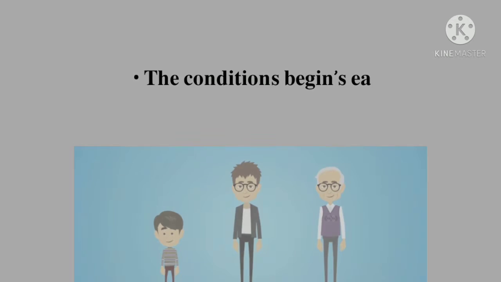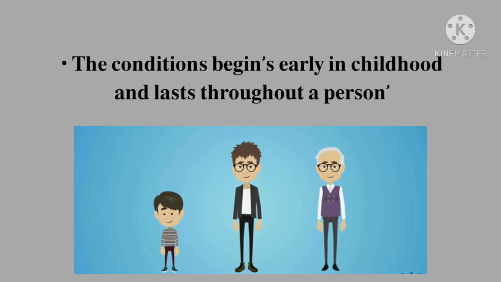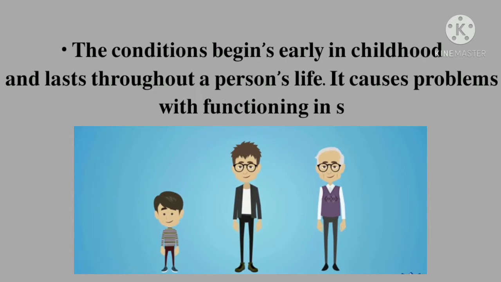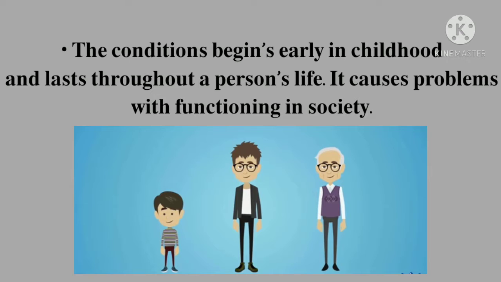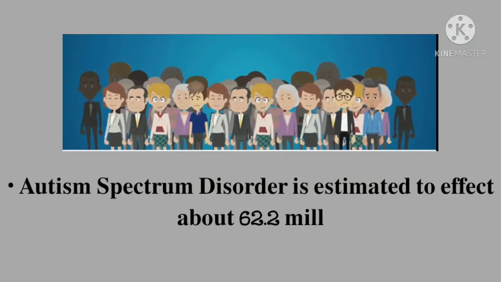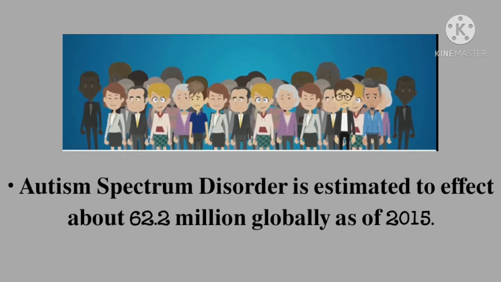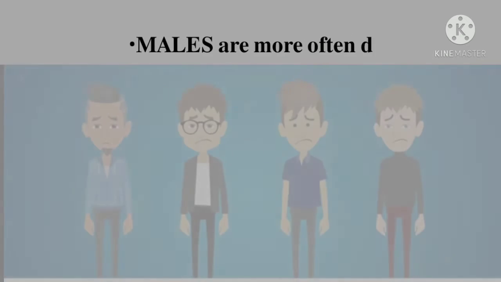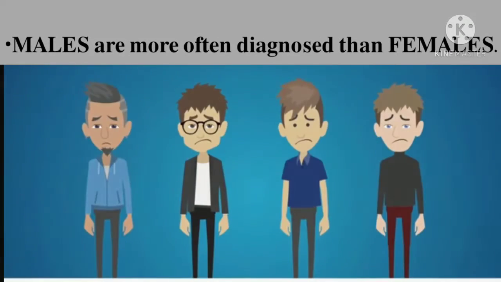The condition begins early in childhood and lasts throughout the person's life. It causes problems with functioning in society. Autism spectrum disorder is estimated to affect about 62.2 million people globally as of 2015. Males are more often diagnosed than females.